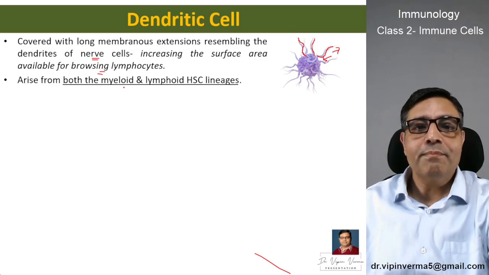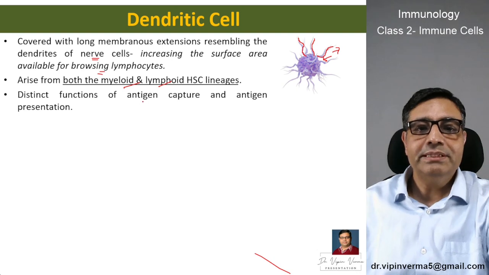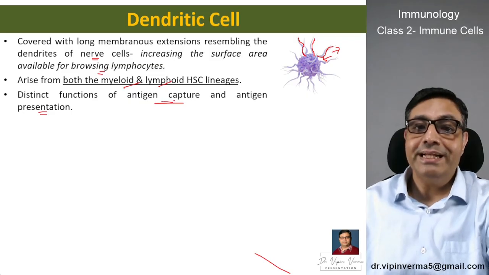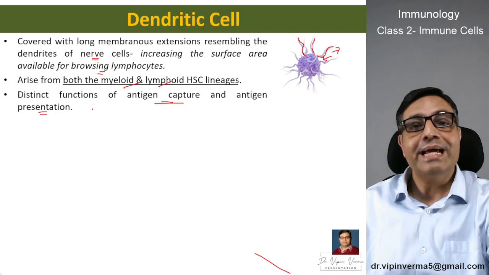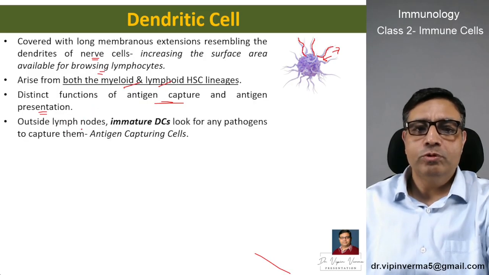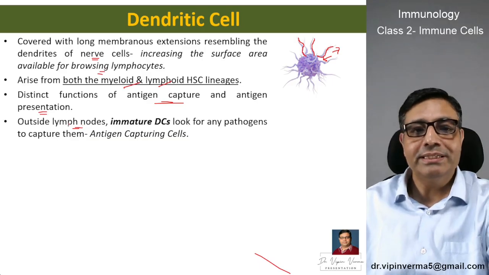They arise from both the myeloid and lymphoid hematopoietic stem cell lineages. So we have seen in the initial slides that on both sides we saw the dendritic cell development. The distinct functions are antigen capture and antigen presentation. So their main function is to first capture the antigen and then to present the antigen to the T cells. Outside lymph nodes, when they are not in the lymph nodes, and lymph nodes are the secondary tissues which we will see in the subsequent discussion.